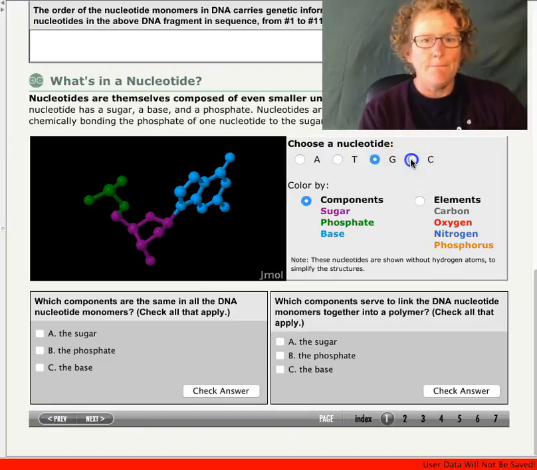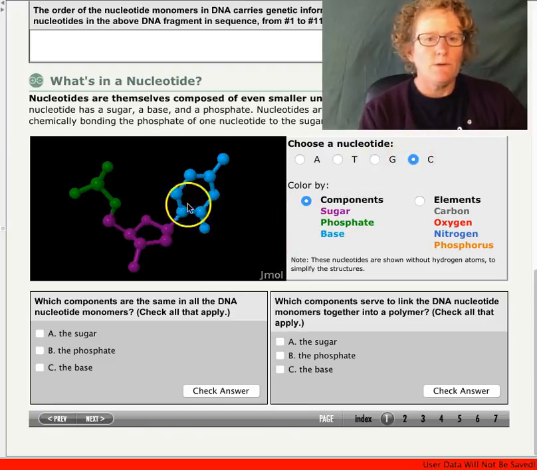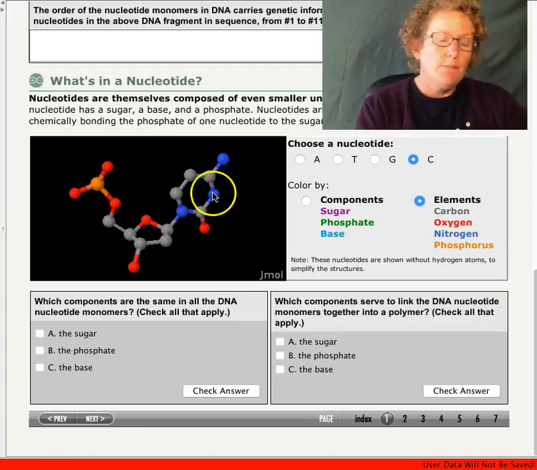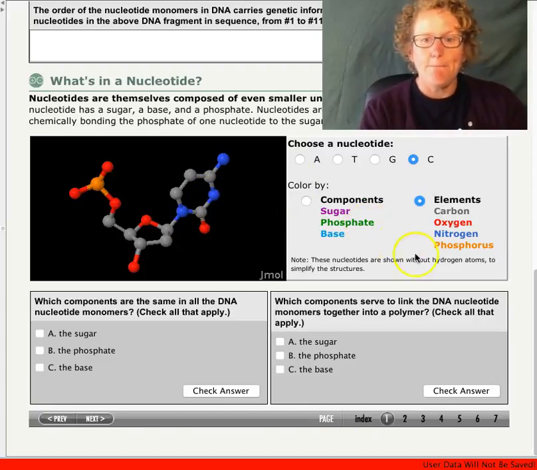So there's 2 rings here, 1 ring here, 2 rings here, but there's 2 functional groups there, and 1 ring here. The elements for all of them are the same. They're all carbon, oxygen, and they don't show the hydrogen, but they do show the nitrogen. And the phosphorus. That's the orange one. That's kind of new for us.